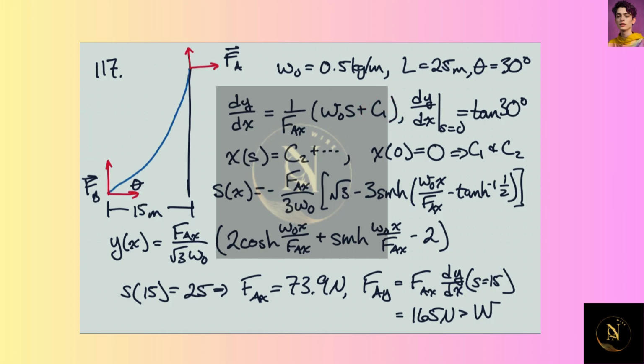We also know we can write down x as a function of s. That has a constant C2, and I didn't write out the whole expression, but you can get it from the book. Plugging in s is 0, we can then get what C2 is. In the end, we can invert this and get s as a function of x, and that comes out to be this lengthy expression here. Once we know these constants, we can also get y as a function of x, and that turns out to be this lengthy expression.